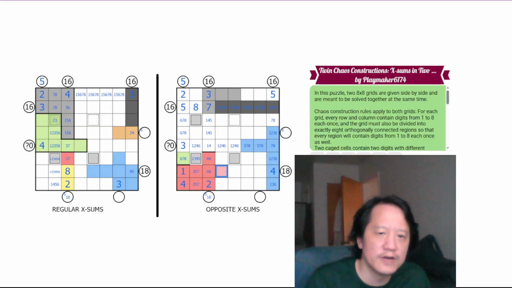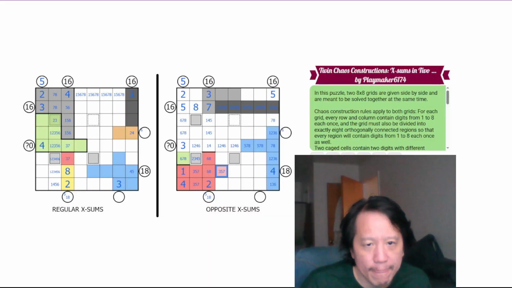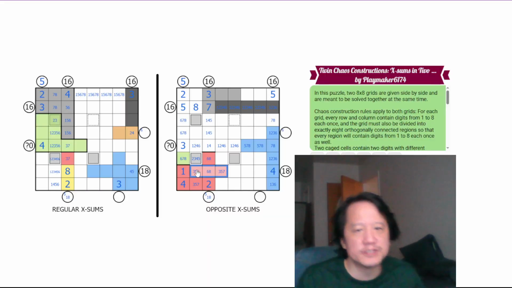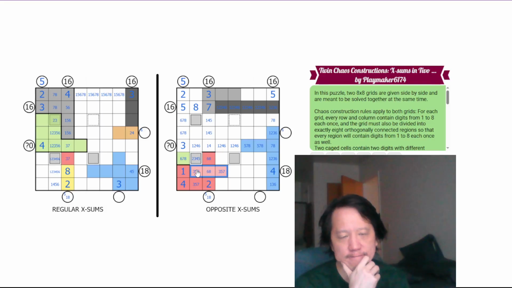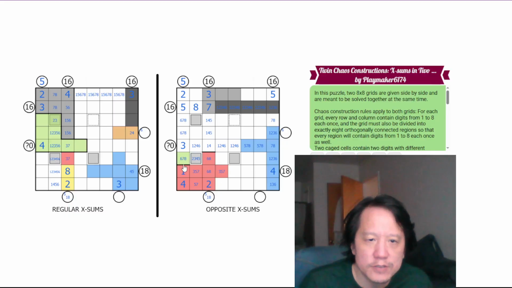This is 3, 5, or 7. So these 3 must add up to 17. You can't have 5 and 7 here, so 3 has to be one of these two. So then this would be a boundary here.